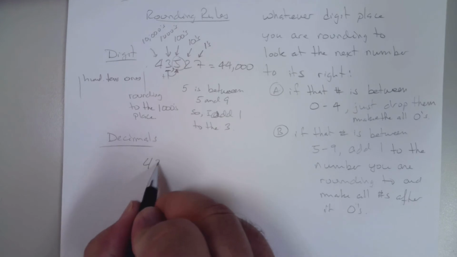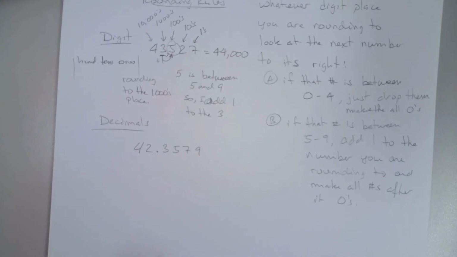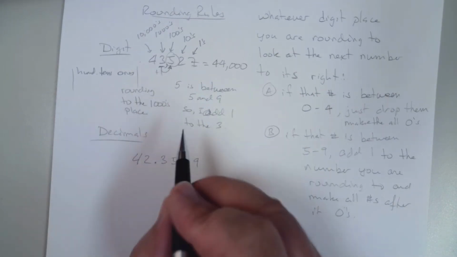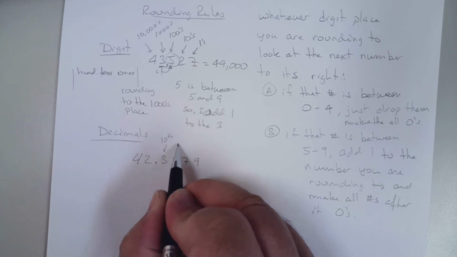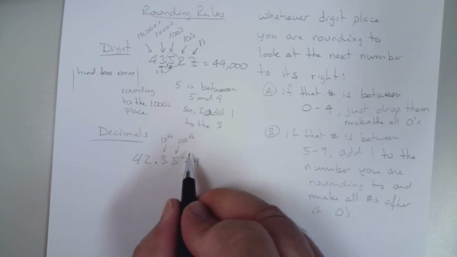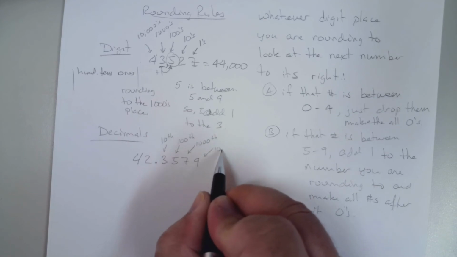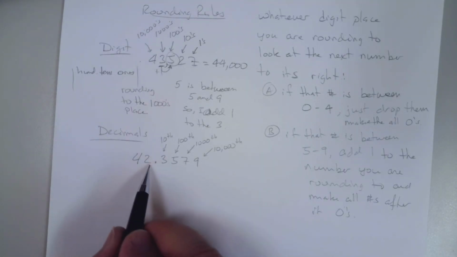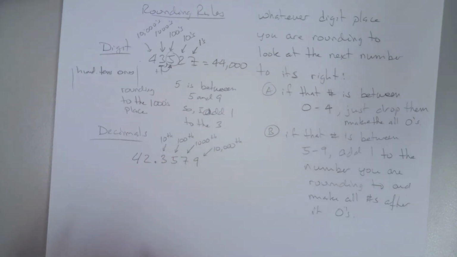If you have decimals, in the digit side, we start with ones and then tens. In the decimals, we start with the tenths. Then we go to the hundredths. Then we go to the thousandths. And then ten thousandths. So we skip the ones. The decimal takes care of the ones. That's tenths.